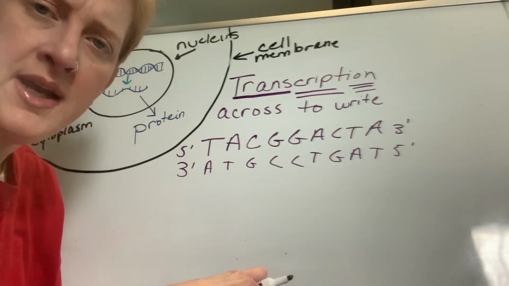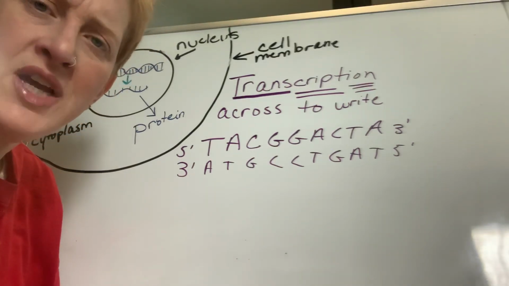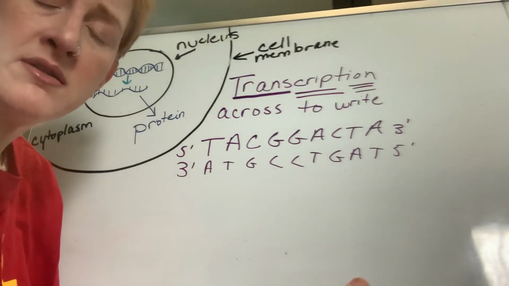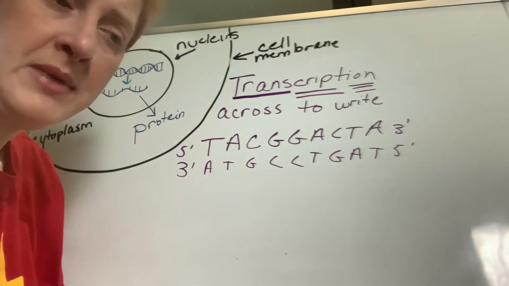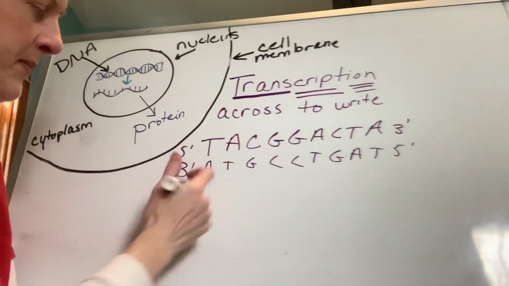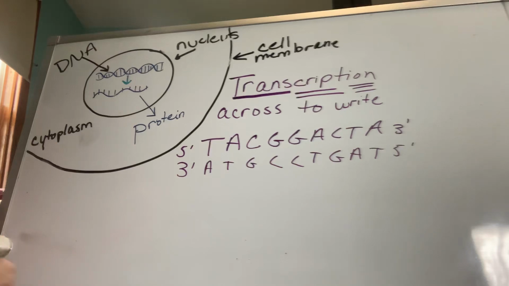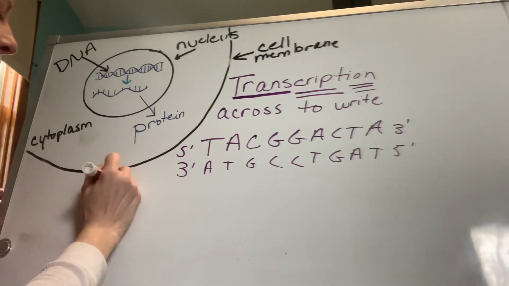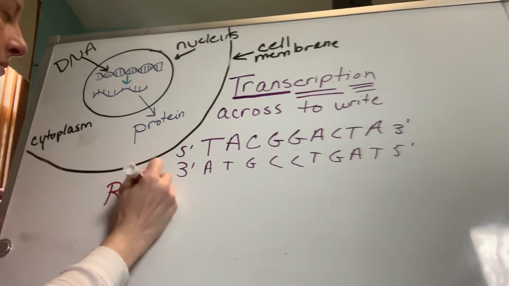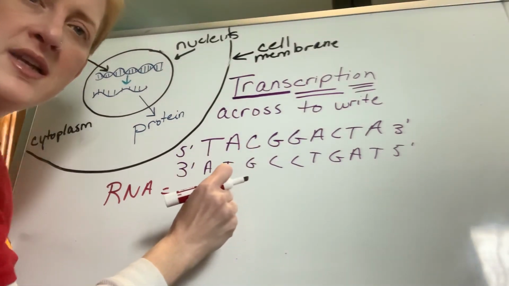So we've already replicated. We've made as many cells as we need. Now we need to get the message out to make proteins. And in the case I gave you, it is to make an antibody to fight the antigen. So here's DNA. And so we're actually going to make RNA's message. RNA is the short version of DNA.